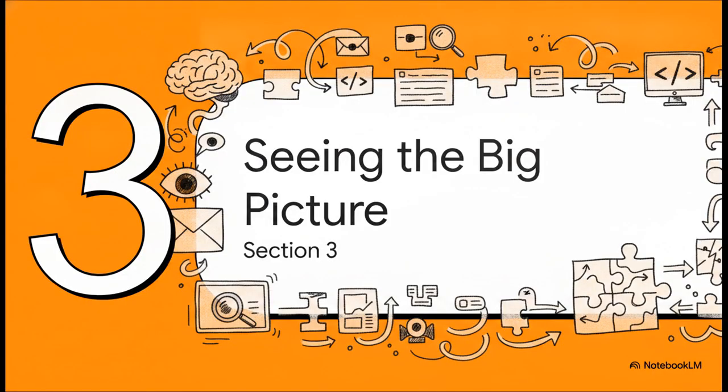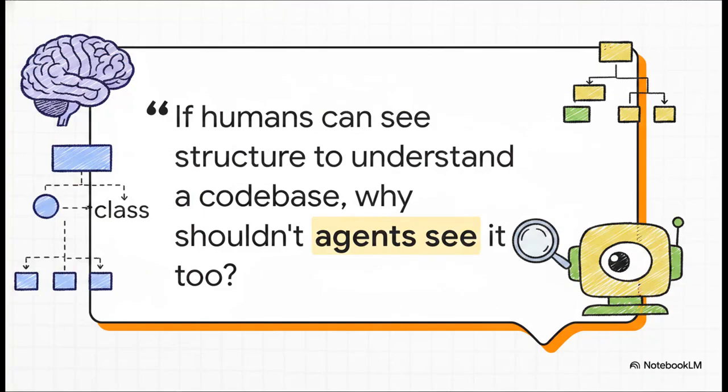Section 3. Seeing the big picture. Okay, so if text only is flat and inefficient and vision only lacks detail and accuracy, where exactly do we go from here? Paper author Silan Chen perfectly captures the conceptual breakthrough that anchors this whole research, noting, if humans can see structure to understand a codebase, why shouldn't agents see it too? Chen explains that an agent shouldn't just read files one by one. It needs to see how files, classes, functions, and dependencies actually connect. I love this because it completely humanizes the problem. It's about giving the AI the same overarching map that a human developer naturally builds in their head when they look at a well-organized project.